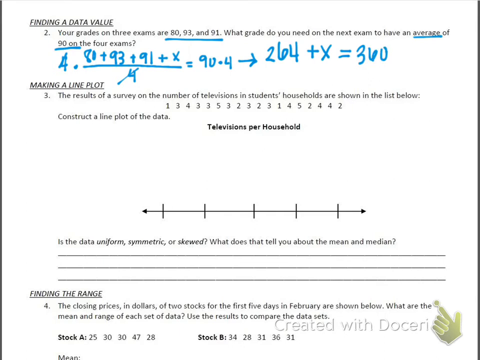And then this should be easy. What do you do last? So we get x equals 96. So you need a 96% on the last test in order to get a test average of 90. Okay? Does that make sense? Yeah, because what is this 80 doing to your mean? Dragging it down. So we need a higher score to even it out. Okay?